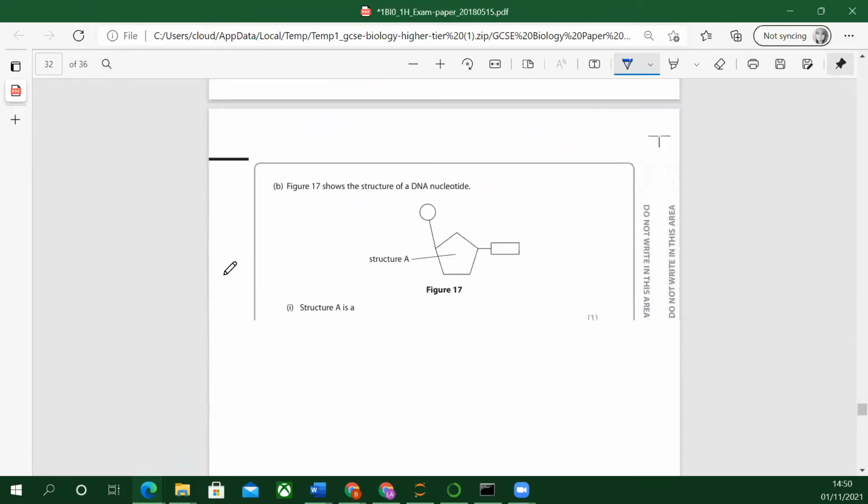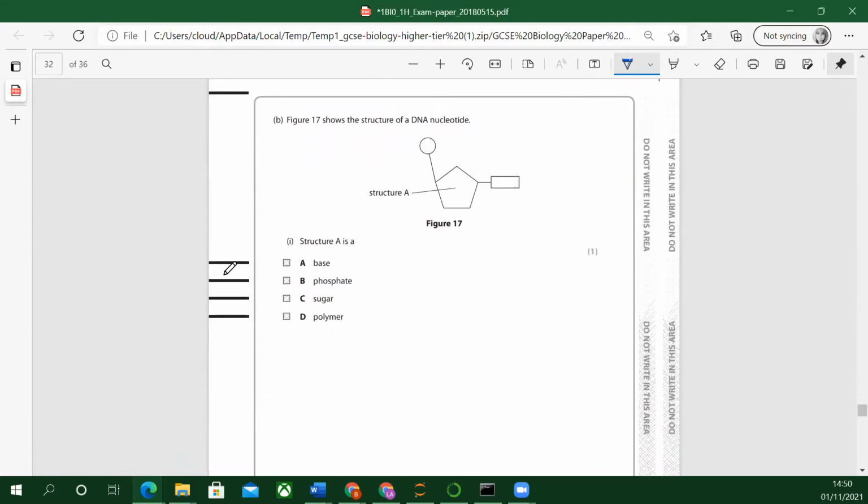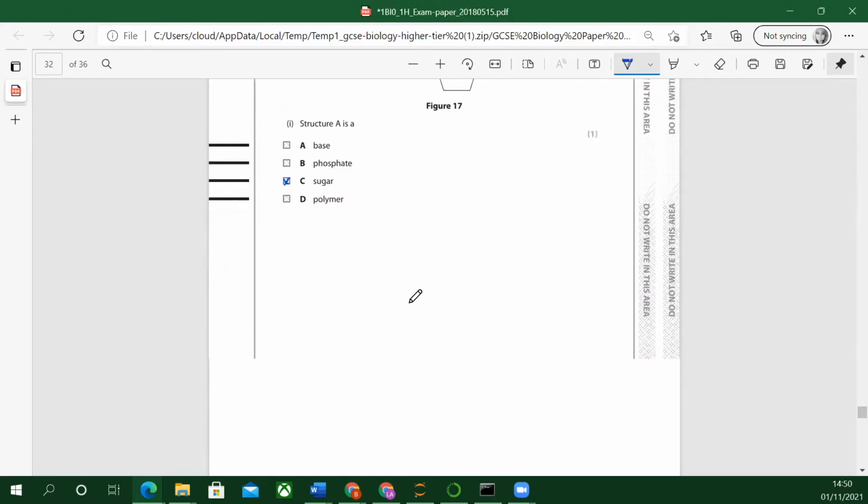Okay, next one. Figure 17 shows the structure of a DNA nucleotide. Structure A is a sugar. So there's that kind of pentagon shape, sugar.